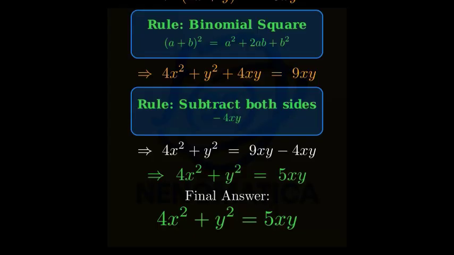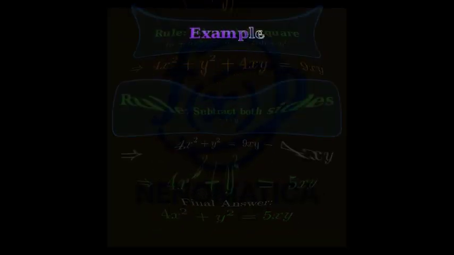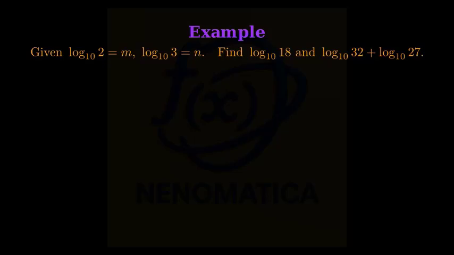In this example, we'll follow the steps exactly as shown to express base 10 logarithms in terms of m and n. We are given that log base 10 of 2 equals m, and log base 10 of 3 equals n. We must find log base 10 of 18, and the sum log base 10 of 32 plus log base 10 of 27. Part 1. Compute log base 10 of 18.